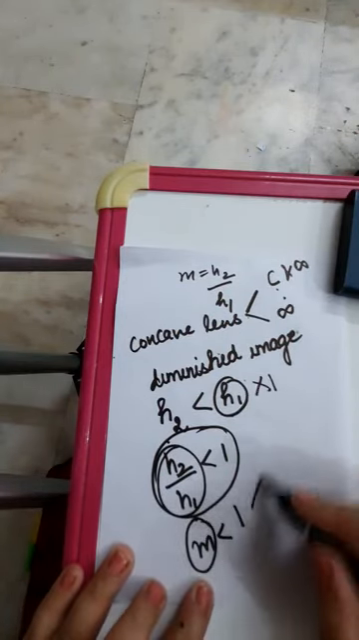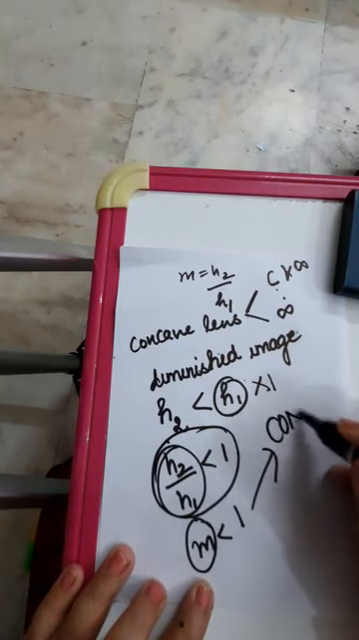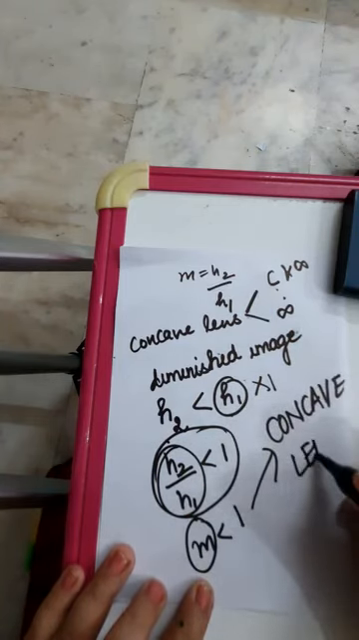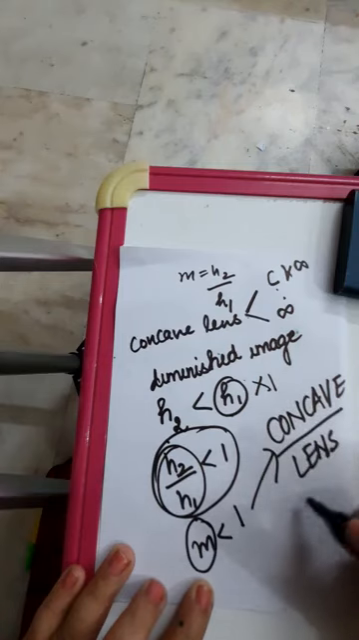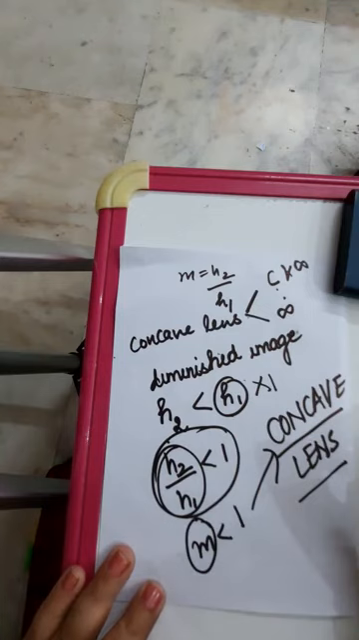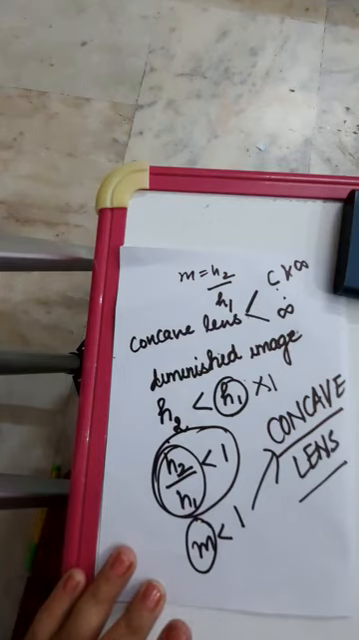So this happens for a concave lens. For a concave lens, magnification is lesser than 1. This thing you need to keep in mind. Also, compare the cases of mirrors also. So what used to happen in concave mirror, what used to happen in convex lens, these things also you need to keep in mind.